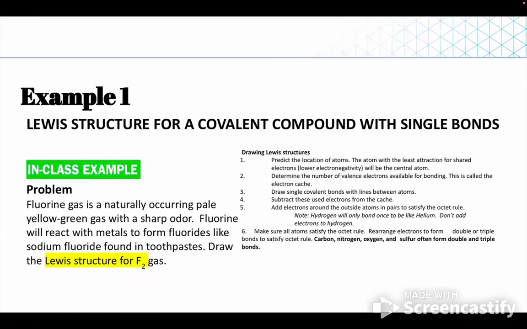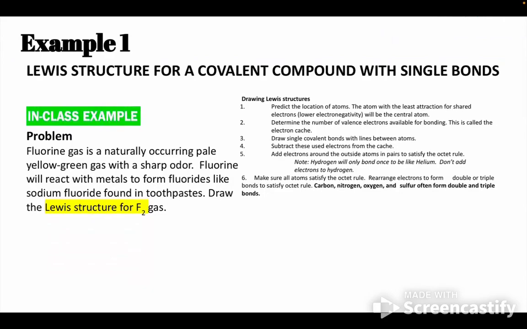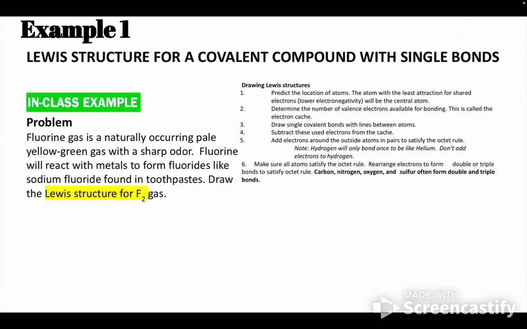So we'll just do some examples. So here's fluorine gas, F2. There are 2 fluorines, and each fluorine has 7 valence electrons. So we have a total of 14 valence electrons, which we're going to call the electron cache.